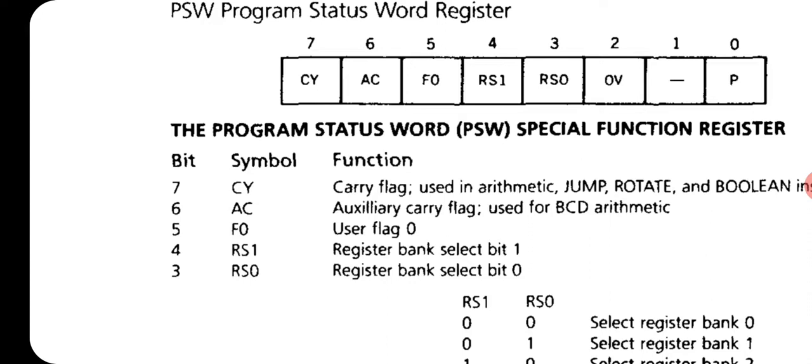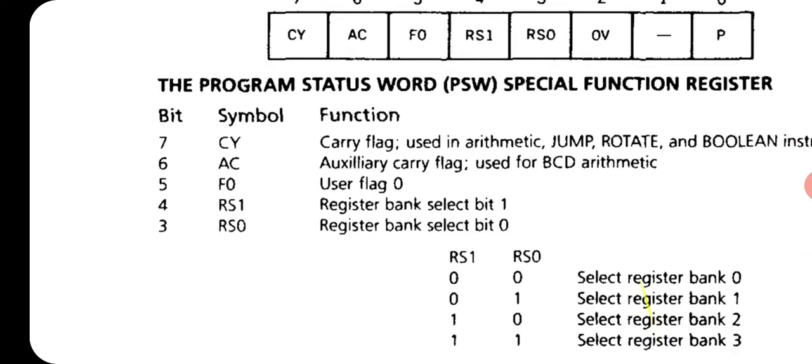Understood? Then the next bit, AC, stands for auxiliary carry flag. It is used for BCD arithmetic operation. In BCD arithmetic operation, if there is any carry, this bit will go high. Then you have F0, user flag 0, which is for the user to use based on the application. If required, he can make use of this F0 bit. Then you have register bank select 1, register bank select 0, RS1, RS0.